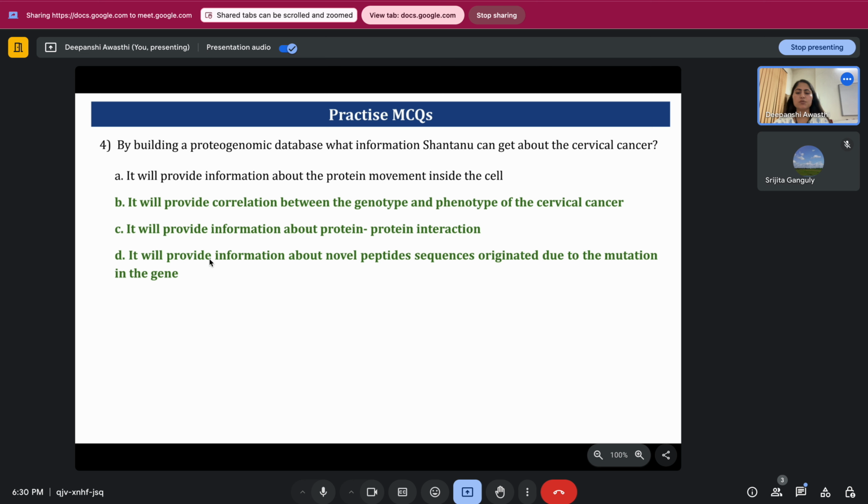So proteogenomics provides us that advantage that we can get the information of novel peptide sequences which might get originated due to the mutations in the genes. So these are all the three important pieces of information which Shantanu can get. But if this was not an MSQ, which means multiple select question, if it is an MCQ, then the right option will be option B because it is the most favorable option out of these four.